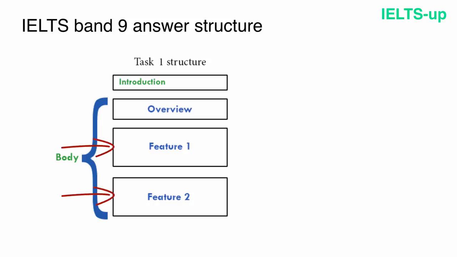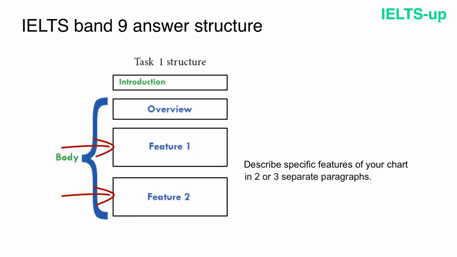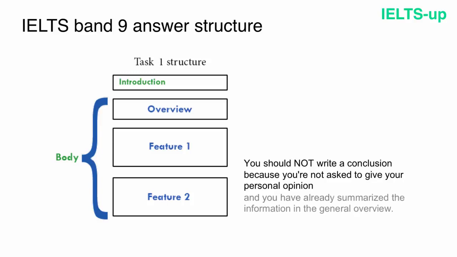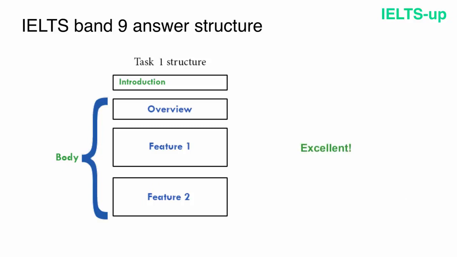Then, you should describe specific features of your chart in 2 or 3 separate paragraphs. You should not write a conclusion in task 1 because you are not asked to give your personal opinion, and you have already summarized the information in the general overview. Excellent! Now you know the answering strategy, so let's start writing our band 9 answer.